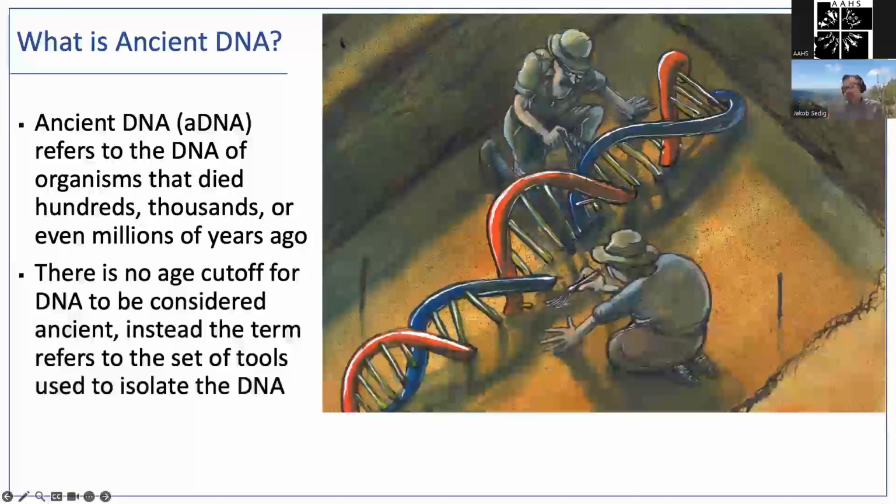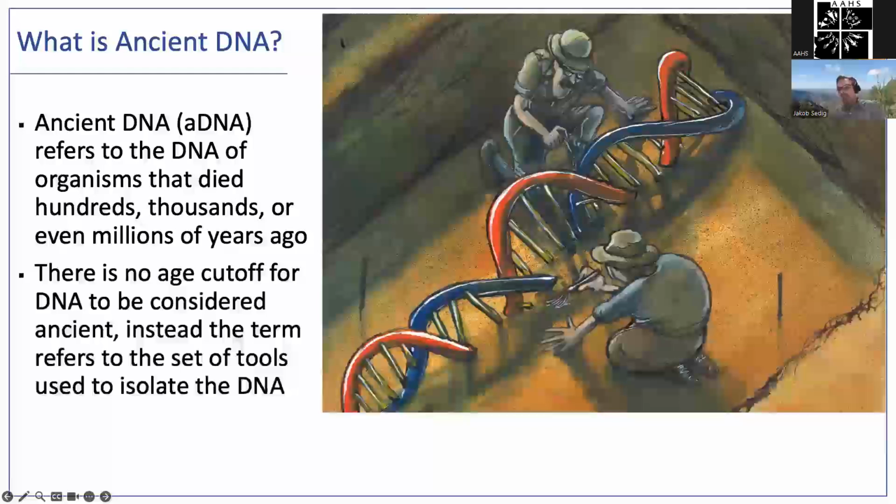Basically, when an organism dies, that organism's DNA starts to degrade, and at that point, we consider it ancient DNA. So when we say ancient DNA, we're really talking about a set of techniques that are used to reconstruct an organism's DNA after it's died and its DNA starts degrading.